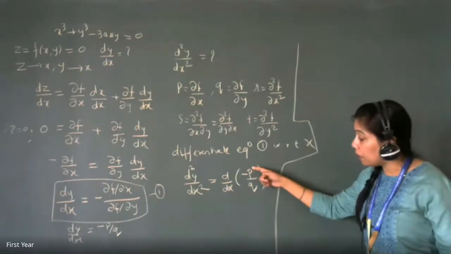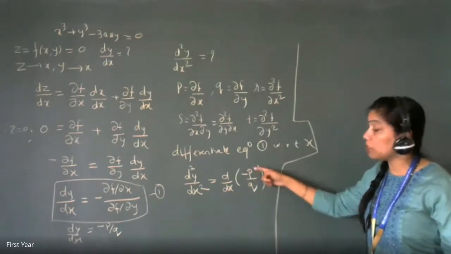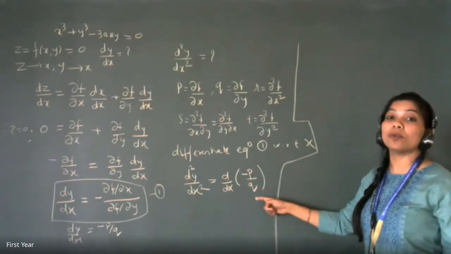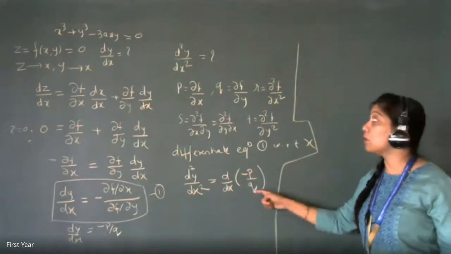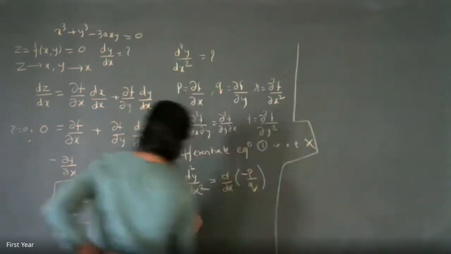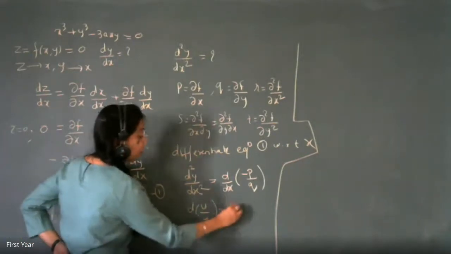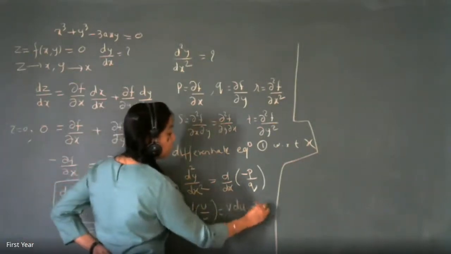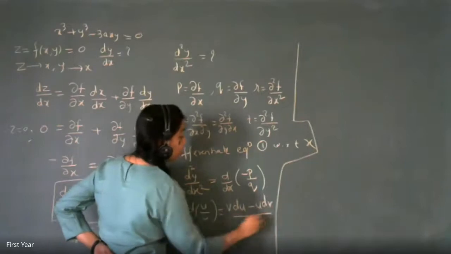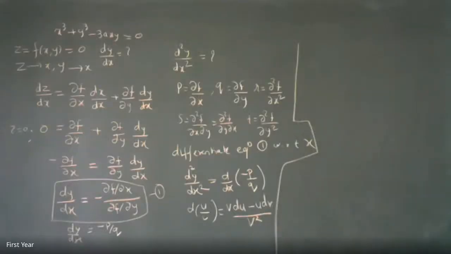So I have to take p by q. I have to differentiate this by using which rule? Ratio rule. What is the ratio rule? U by v rule. I'll write it here. Derivative of u by v is nothing but v into derivative of u minus u into derivative of v upon v square. That's the formula of quotient rule or ratio rule. Okay, u by v rule.